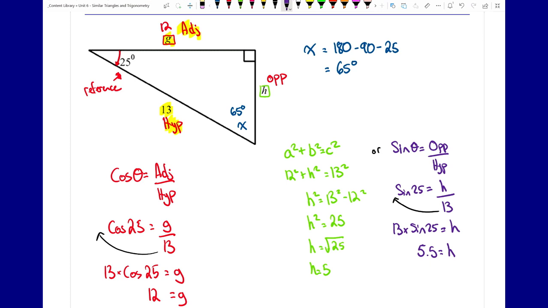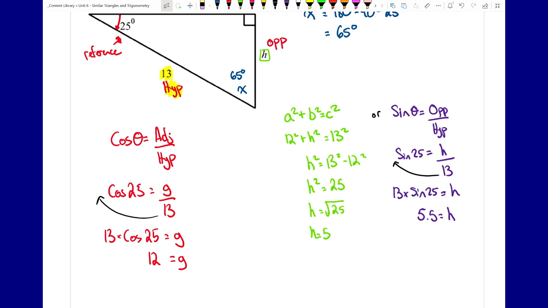So 13 squared minus 12 squared is 25. Square root of 25 is 5. So where did we go wrong? Why did we get a different answer? Okay. I think I know where we went wrong. The only reason why we got a slightly different answer is due to the rounding.